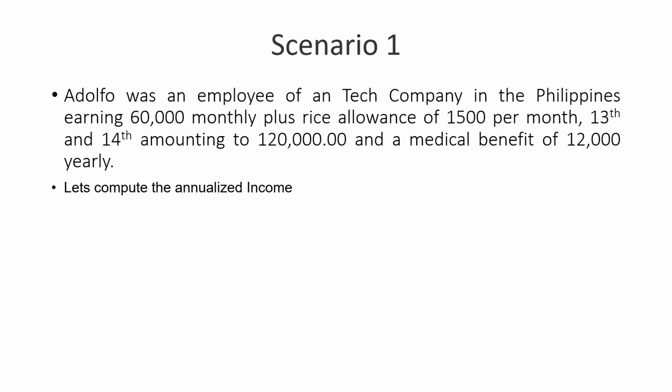So check natin, ano-ano ba yung mga income na isa-subject natin. We need to have the salary. So, basic salary, it's 12 months times 60,000. Therefore, we have 720,000. Yun yung annual na nakikita niya.